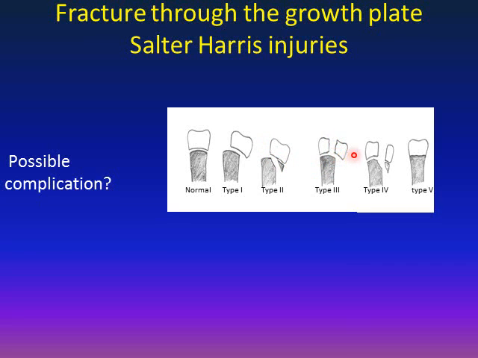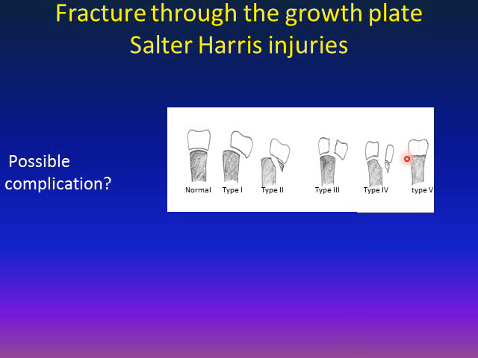Type 3, only part of the epiphysis. Type 4, part of the epiphysis with part of the metaphysis. Type 5 is a specific type of Salter-Harris type injury. It's usually diagnosed as a retrospective diagnosis because there is no displacement of the fracture. It's just narrowing of the growth plate, which is very difficult to detect.